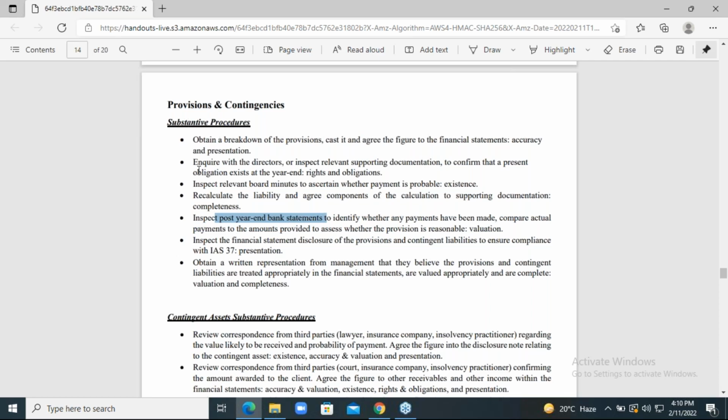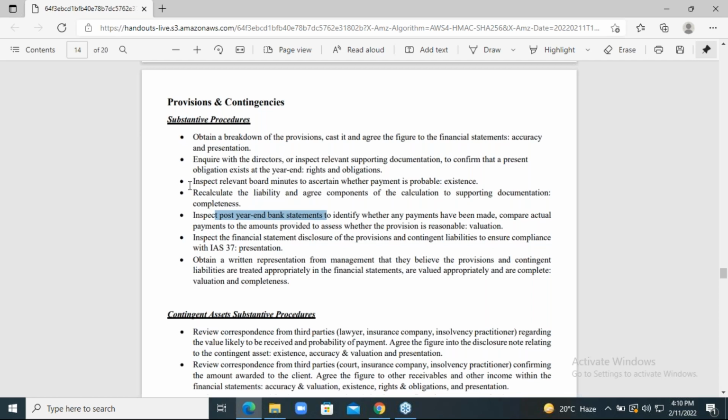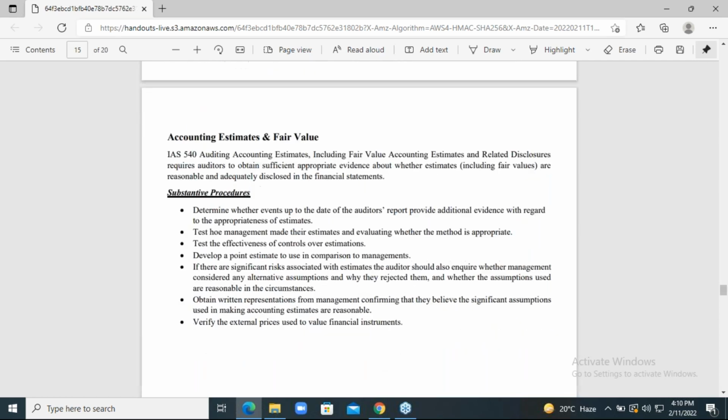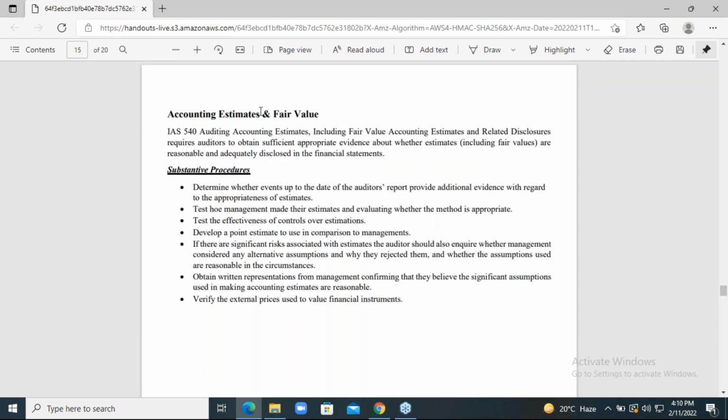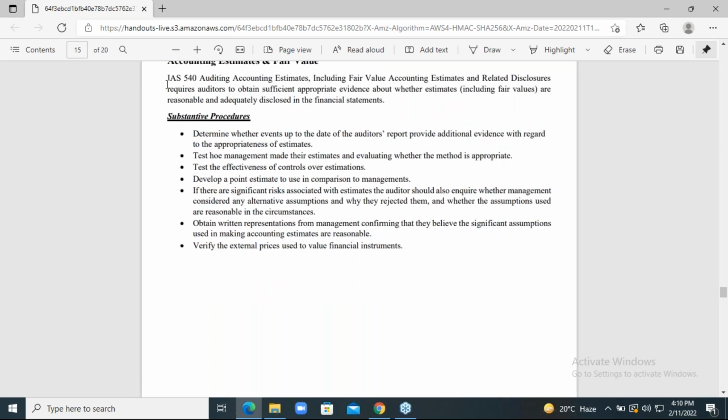Now this is how you are going to understand the procedures. Same is the case with contingent assets. Now as far as accounting estimates are concerned, they are always tricky. They are dealt under ISA 540. This is wrongly written as IS.